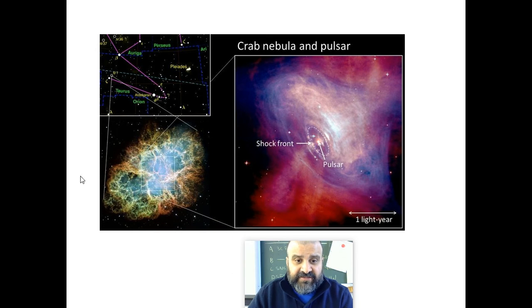Here is the Crab Nebula. The Crab Nebula was a star that went supernova, and at the very center, zoomed in here, we've got our pulsar. So we've seen neutron stars at the center of nebulae. The nebulae are the gas clouds that remain after a star went supernova.